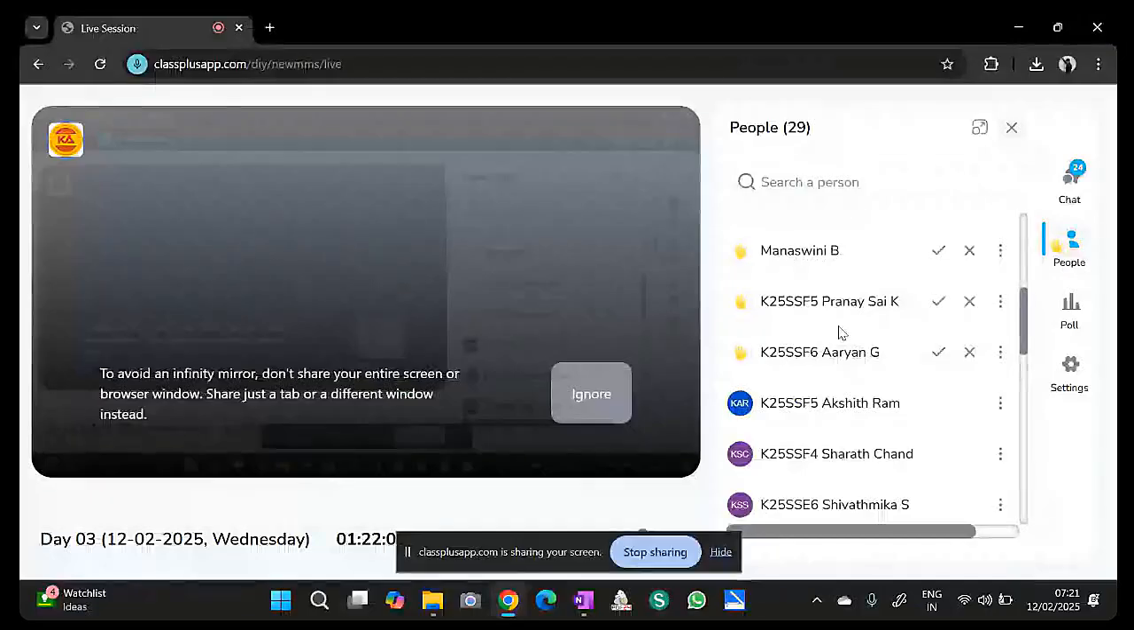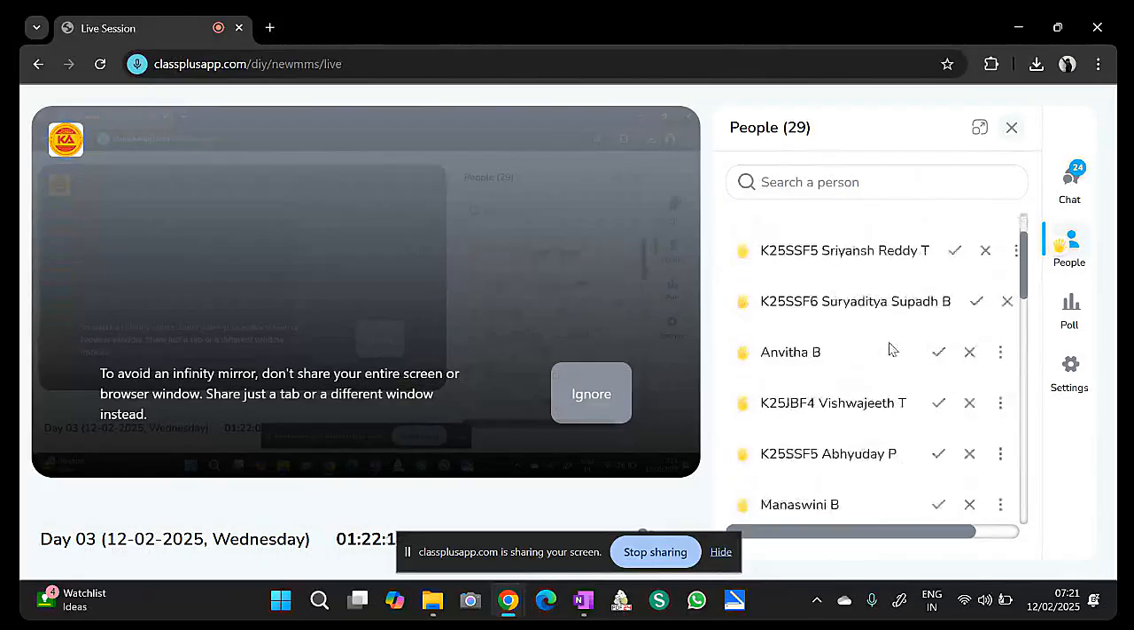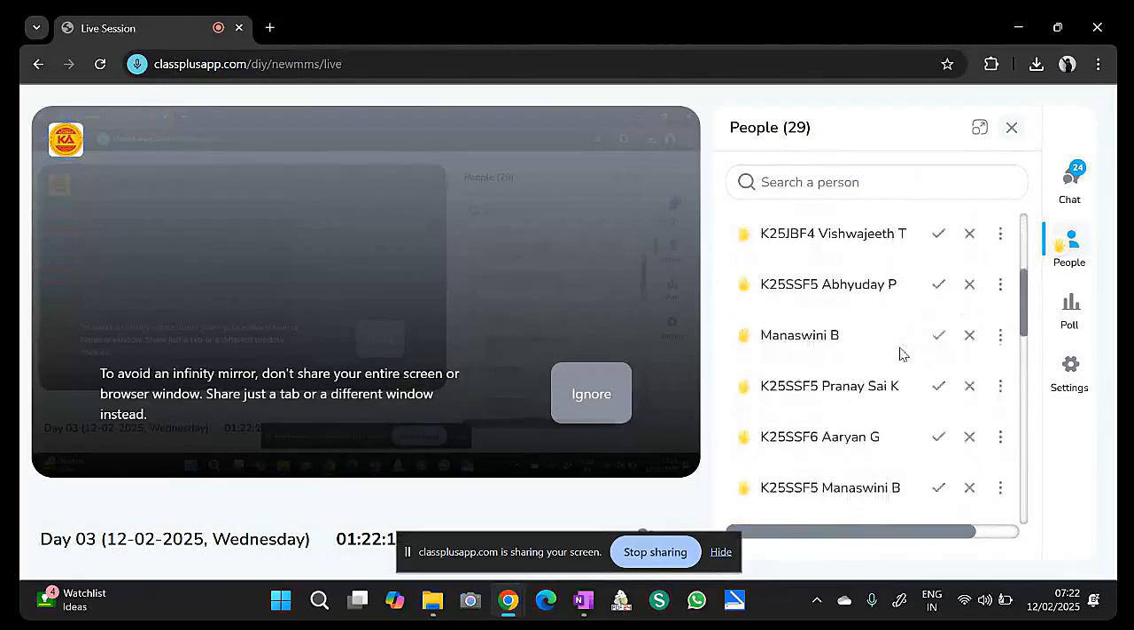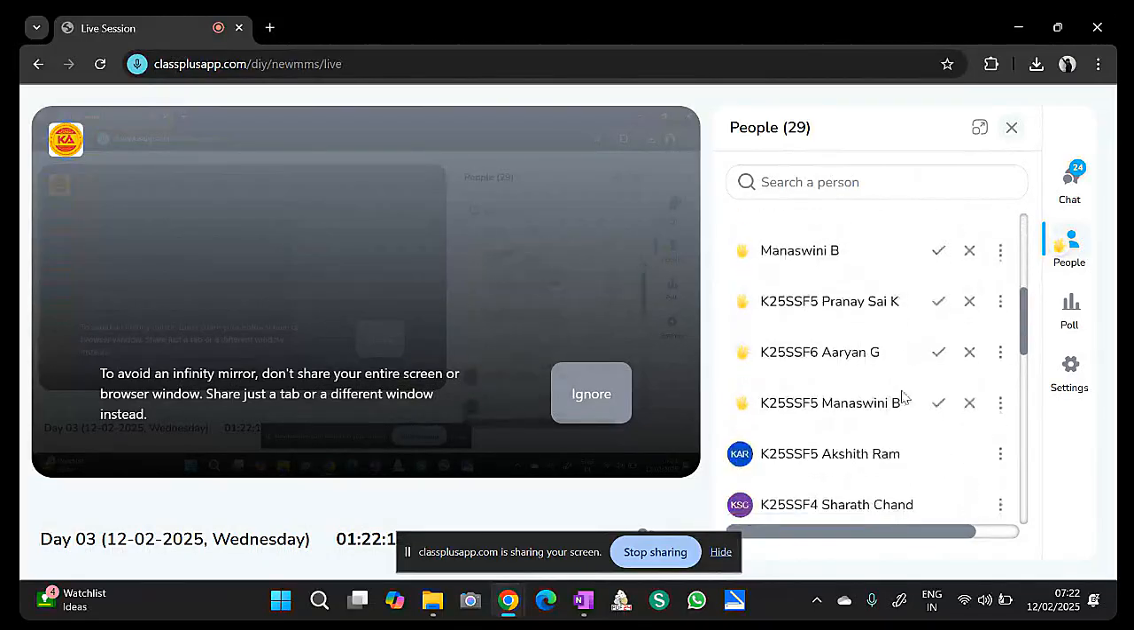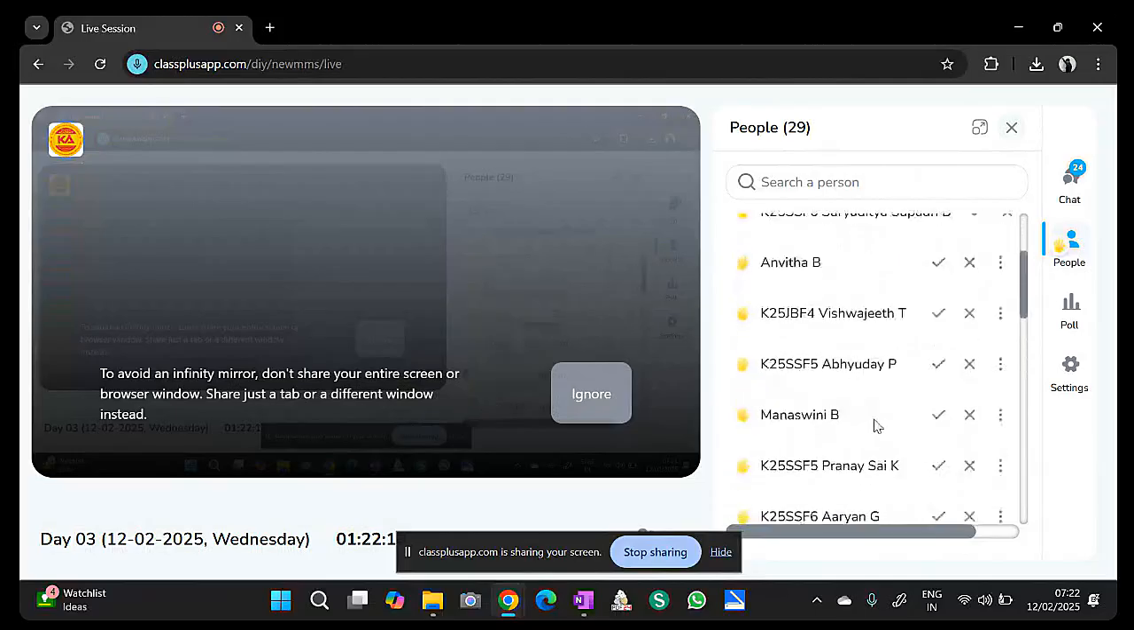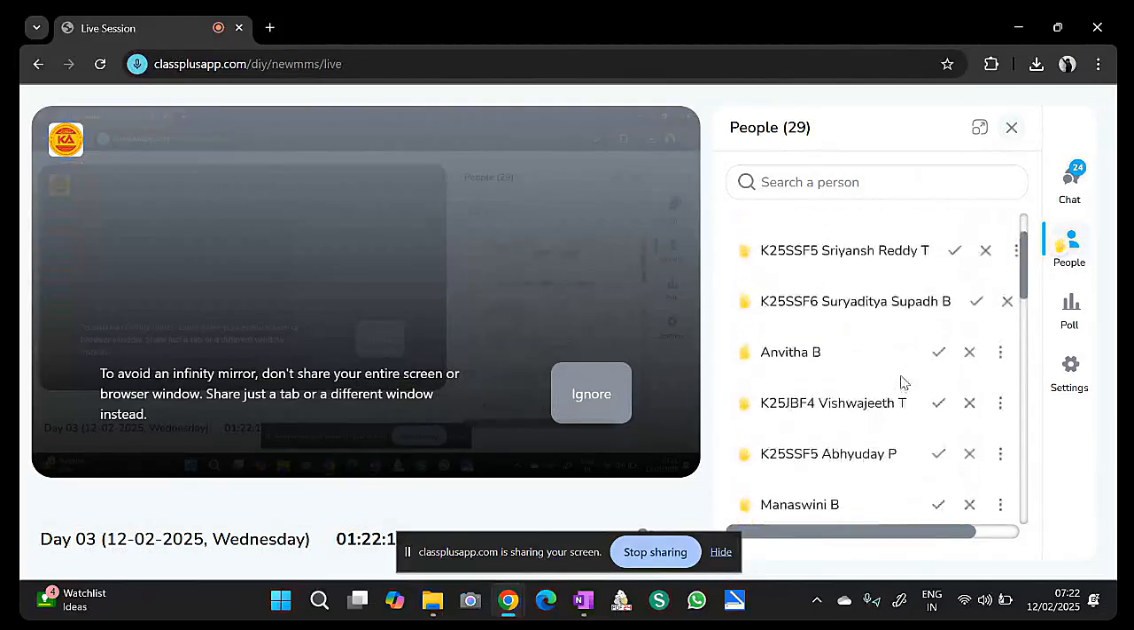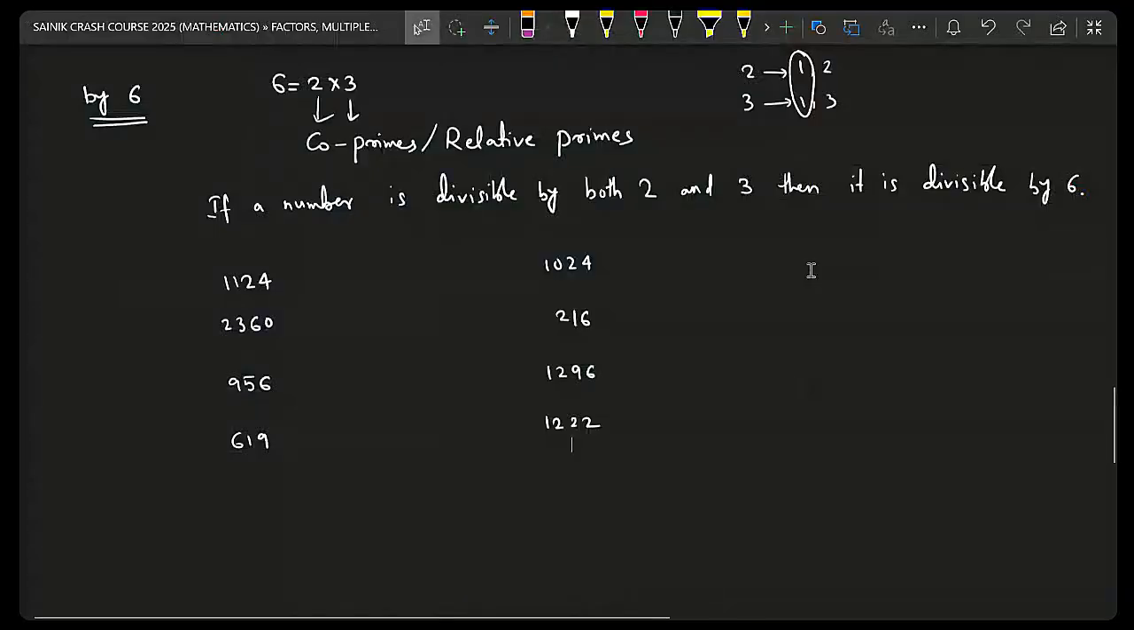Okay. Who will answer the question? Harshavardhan, Sriya, Surya, Anvita, Vishwajit, Pranay, Aryan, Manaswini. Vishwajit, can you give the answer for the first question? Yes, sir. How to check it is divisible by 6 or not?